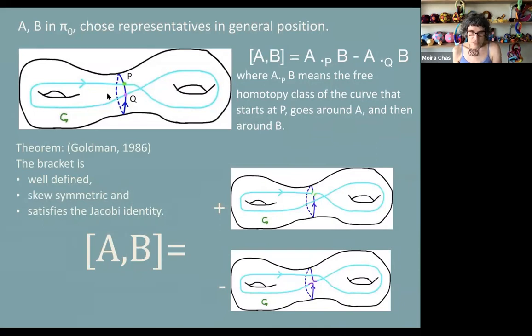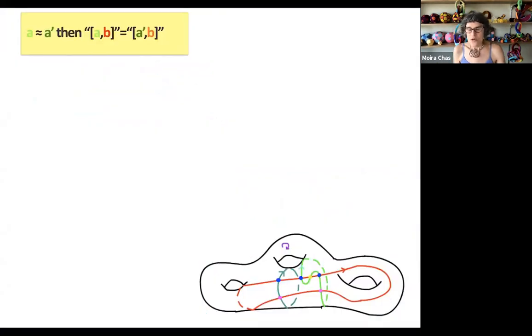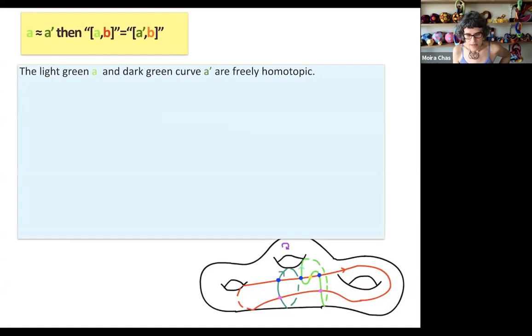Notice though the fact that it's well-defined is already a mathematical miracle, but it also satisfies the Jacobi identity. Skew symmetry comes because I put the sign using the order of the curves. It's very easy to see, but the magic thing is the Jacobi identity. So we're going to see it. But first, let me convince you that it's well-defined. So here is a very quick idea. Say that we have two curves, A and A prime, that are freely homotopic. I want to see that if I bracket the same curve with A and with A prime, I get the same bracket. And this is just with an example.